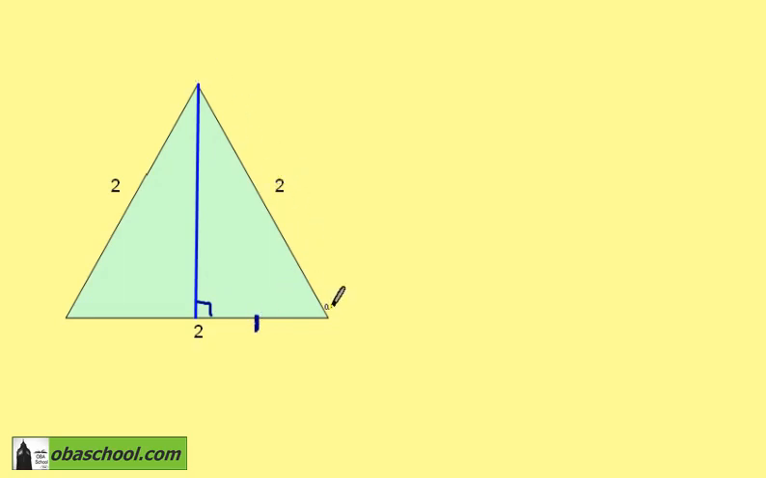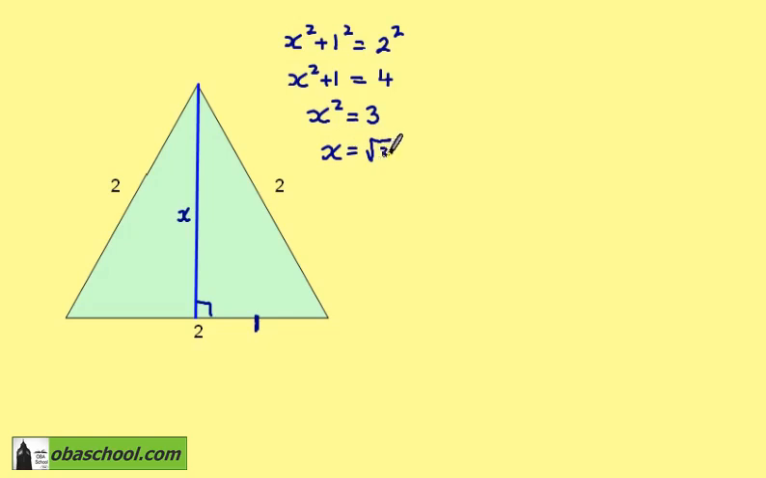The hypotenuse here is 2. To work out this length, we could use Pythagoras' theorem. If we call this x, x squared plus 1 squared would be equal to 2 squared. So x squared plus 1 is equal to 4. X squared is equal to 3. So x is equal to root 3. So the length of this side is root 3.